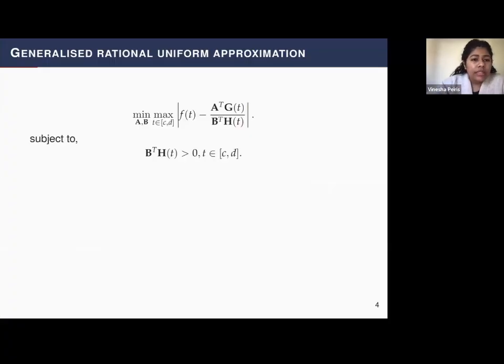Now, we will start off with the generalized rational uniform approximation. In this case, my approximation is just a ratio of 2 functions, in particular a ratio of 2 linear functions. Capital A and capital B here consist of the parameters coming from the numerator and the denominator. And then g of t and h of t consist of the basis functions. These basis functions usually consist of functions of t and their known values, right? So A and B are subject to optimization. And of course, we want the denominator to be positive.